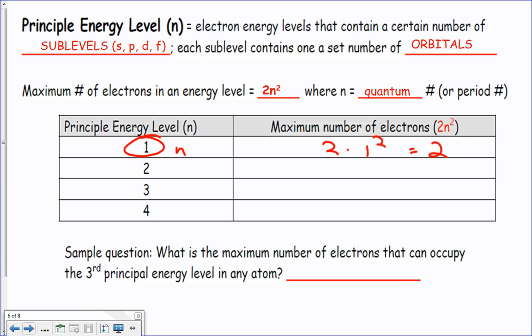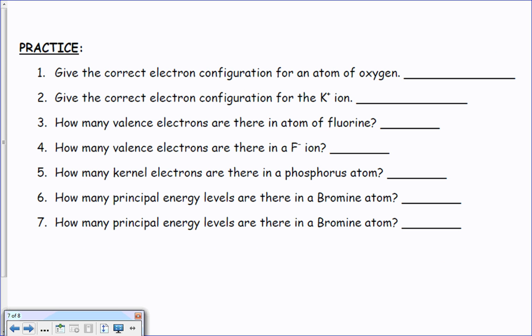Now, in my second principal energy level, I'm going to put a 2 in there for n. So it's 2 times 2 squared. Well, 2 squared is 4. 2 times 4 is 8. I get 8 electrons in my second principal energy level. And we just keep doing this. In my third principal energy level, I'm going to get 18. 2 times 3 squared. 3 squared is 9. 2 times 9 is 18. I'll have a total of 18 in my third principal energy level.